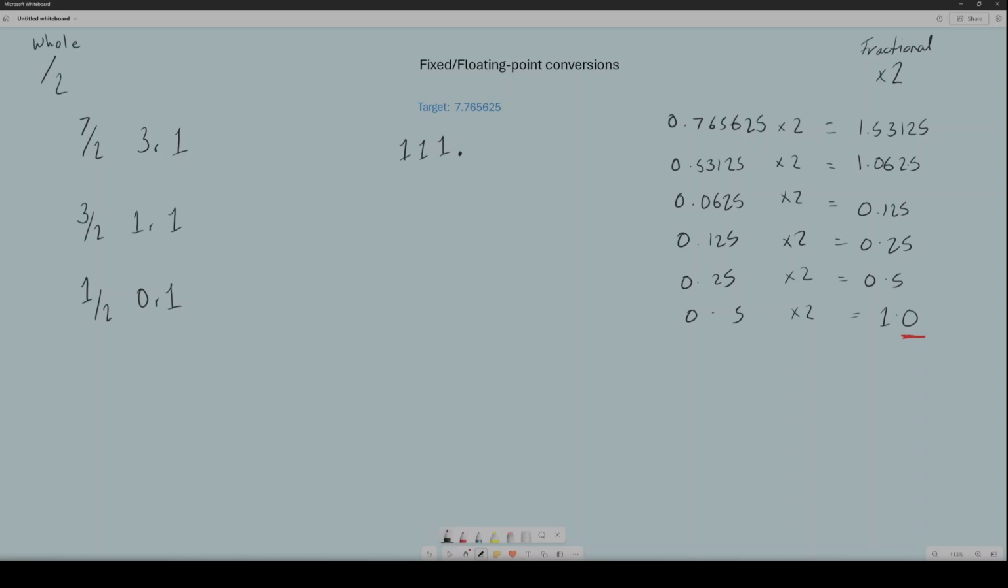Now, if we read down the answers that we have, we've got 110001. That is the binary for the fractional part. So 1, 1, 3 zeros and a 1. Okay, so that's that done.